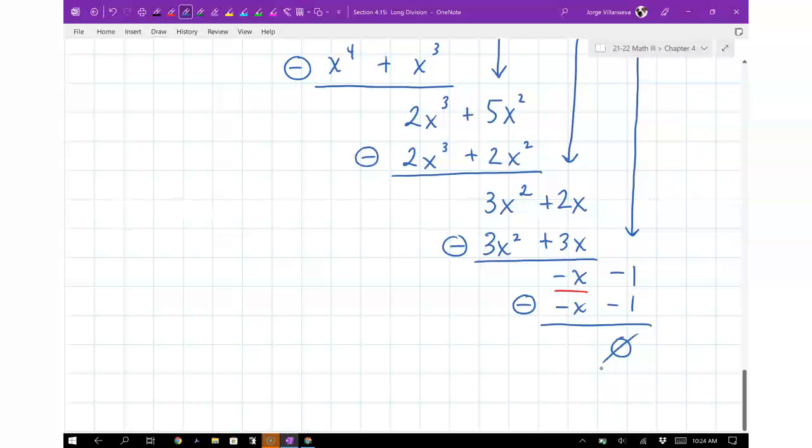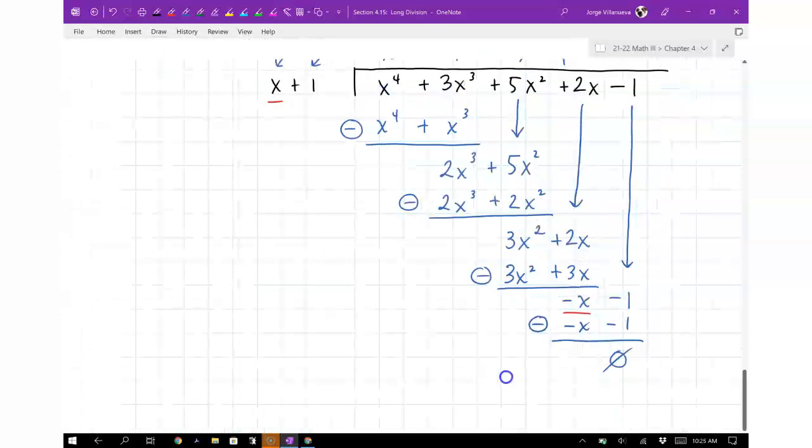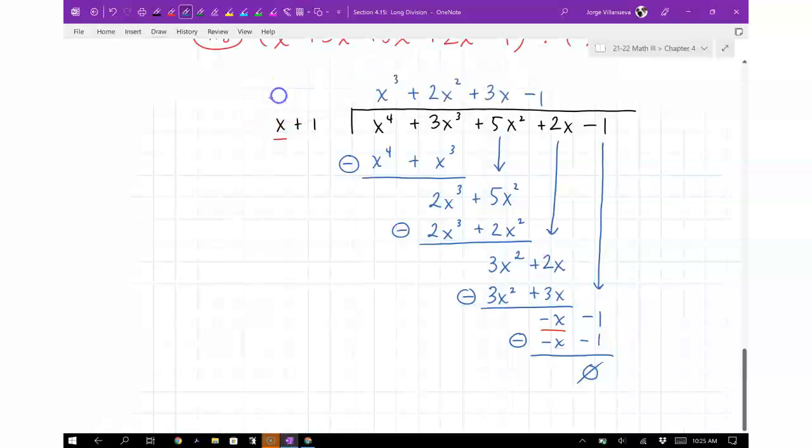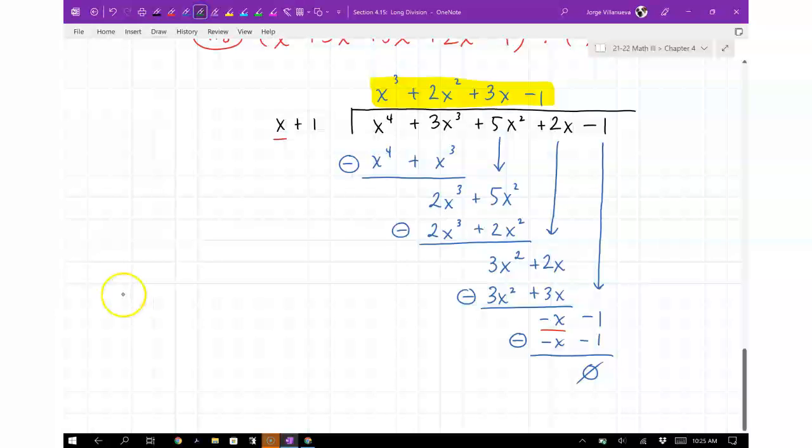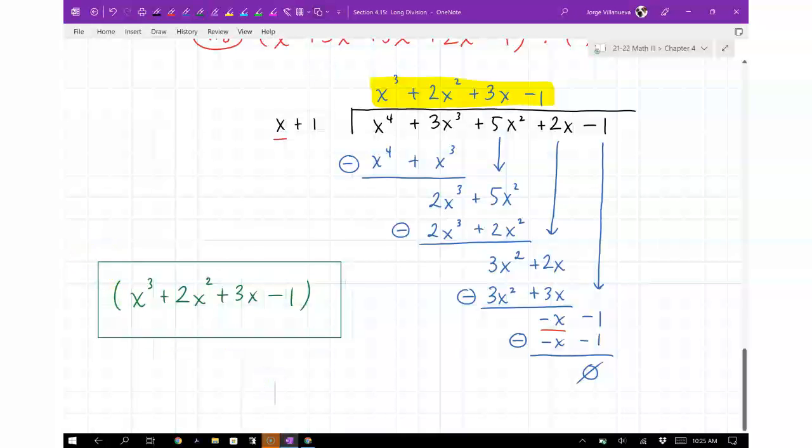it all cancels out. That just means there's no remainder. You didn't do anything wrong. That just means there's no remainder, no extra. That means our answer is just the quotient, this big part up here. Okay, that's going to be our answer. There's not going to be any remainder. So I'm just going to write x cubed plus 2x squared plus 3x minus 1. I like putting them in parentheses. You do not have to, okay? That's just my habit, okay? But there's your answer. So this is what you guys have for homework.